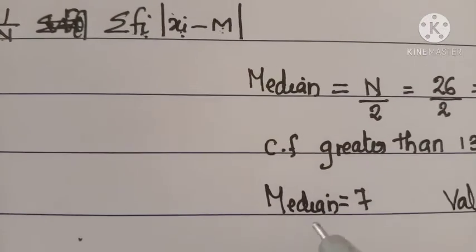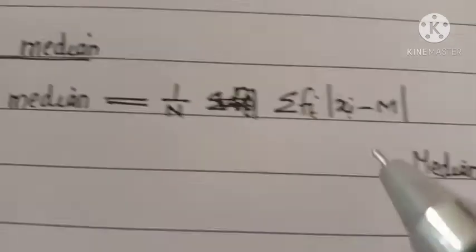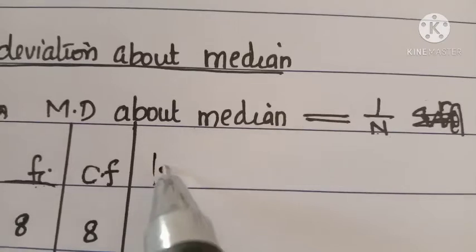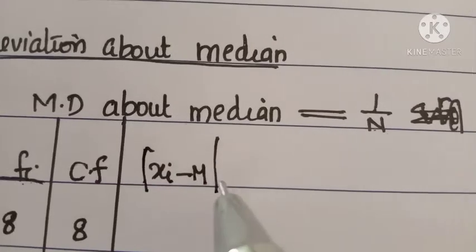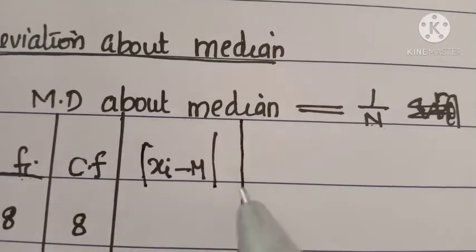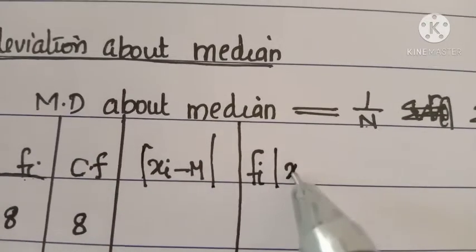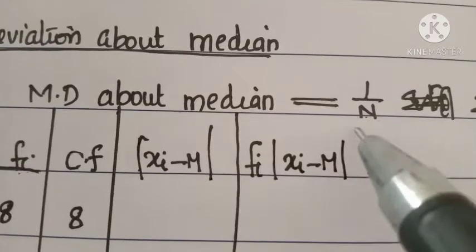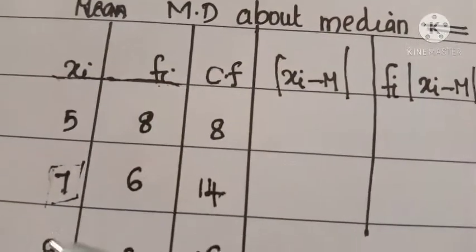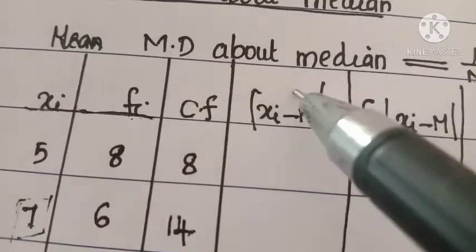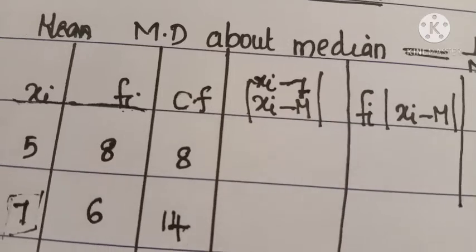Now, after getting this median 7, let us denote this value by the letter m. We have to see what is modulus of xi minus m. This is our next column. After that, multiply this modulus value with the frequency. That is the next column, fi into mod xi minus m. So mod xi minus m means from each xi value we have to subtract the median 7, that is xi minus 7, and consider its modulus value.